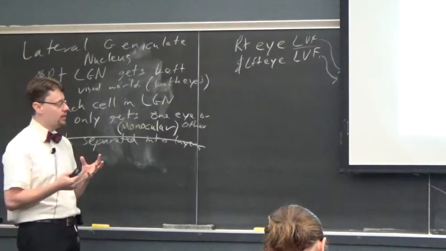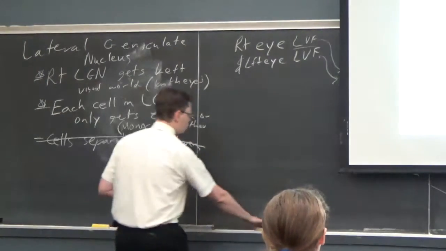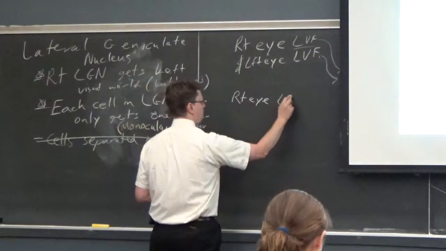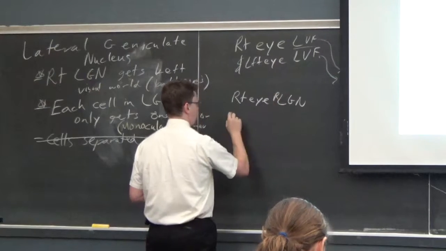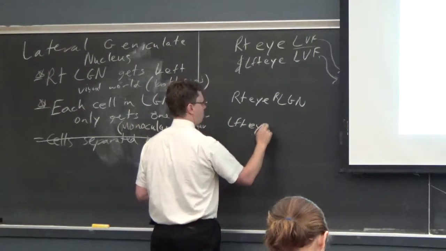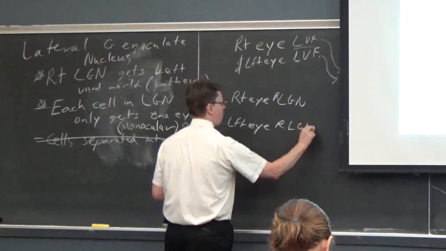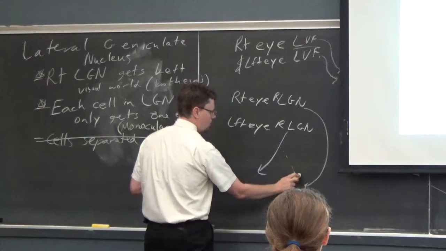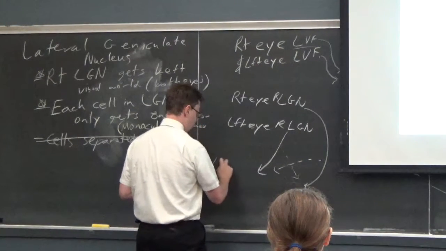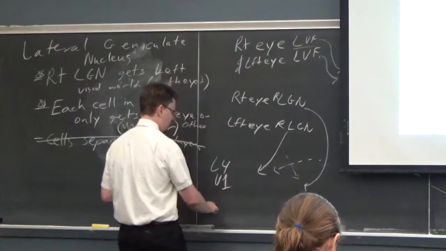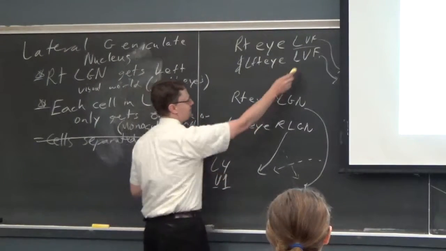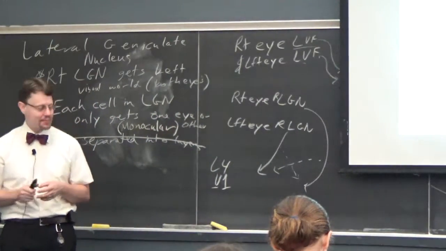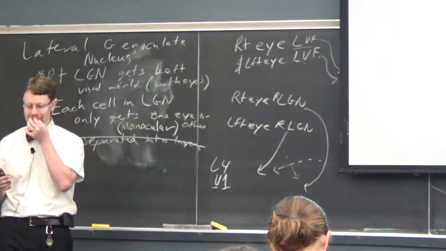So early on in visual development, again, we've got right eye in the right LGN, and then left eye in the right LGN. And early on in visual development, these connections aren't so precise over here until layer 4 of primary visual cortex. People can use V, visual field, visual cortex, to make sure you get your acronyms straight. Layer versus lateral, it gets confusing.